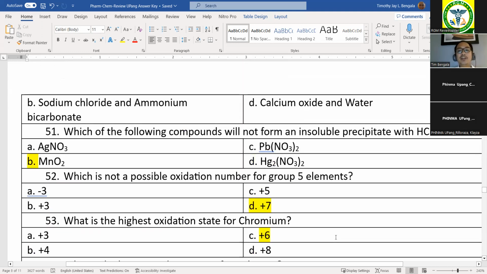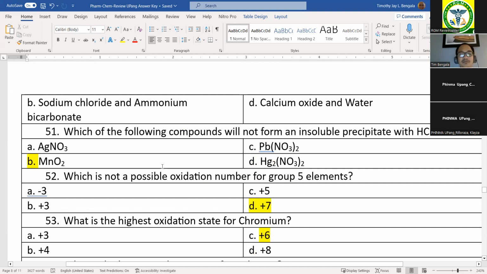Tapos, which of the following products will not form an insoluble? Not form insoluble. So that's your manganese dioxide. So ito, di ko talaga alam yung reaction niya. Pero ito alam natin. Kasi ito, sabi natin, silver, we have a white precipitate. Lead, we precipitate din. And yung mercurous will form yung calomel, which is also a white precipitate.